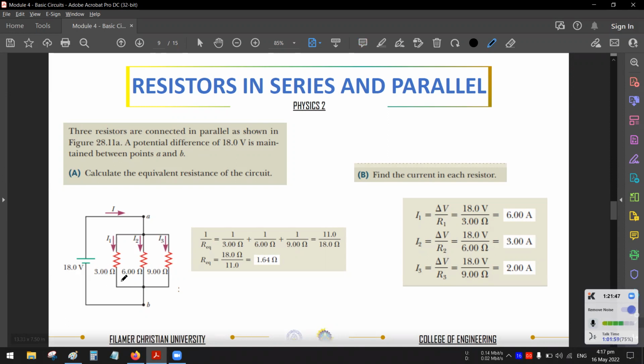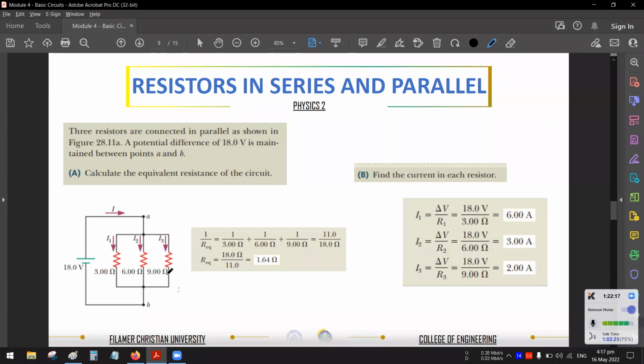So magtatanong ako: sa tatlong resistor, saan ba dito yung mas malaking current? Huwag niyo muna tingnan to. So obviously, yung mas mataas na current dito is yung pinakamababa, di ba? Ito yung pinakamababa. Then, ito yung pinakamataas na value ng resistance. So obviously, ito rin yung pinakamababang current. Okay?